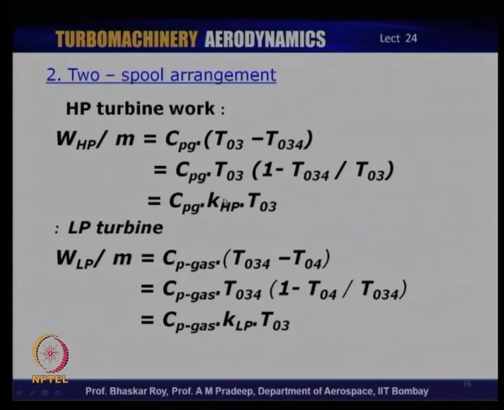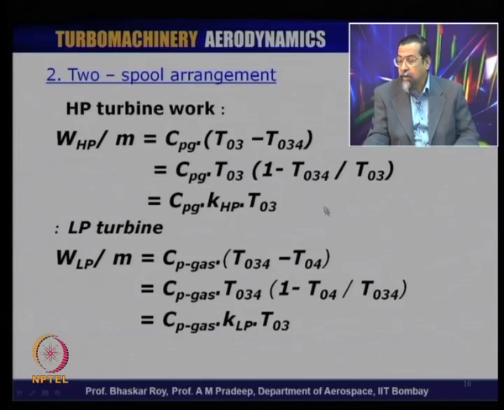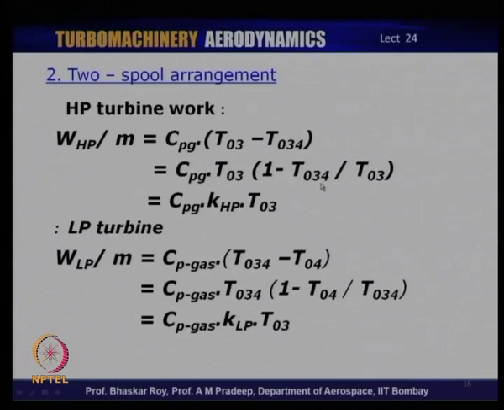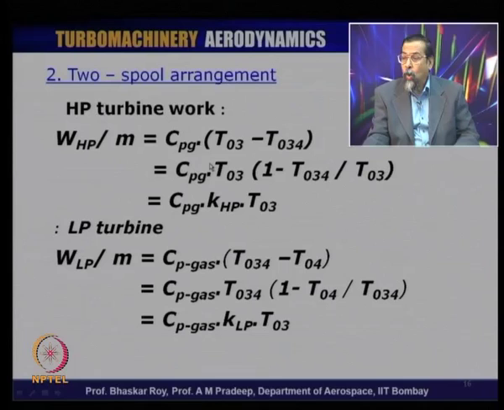Whereas, if you have a 2 spool configuration, the matching has to be done spool wise. So, the HP compressor work has to match with the HP turbine work. KHP is a parameter that has been created, essentially a thermodynamic parameter, to stand for this pressure ratio. We saw that in the earlier one also, which is nothing but a parameter that takes care of the temperature ratio across the turbine. So, basically it is a work matching between the turbine and the compressor, which gives rise to the HP balanced matched turbine compressor configuration.